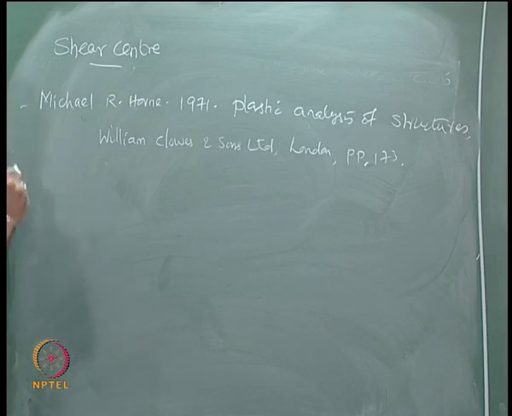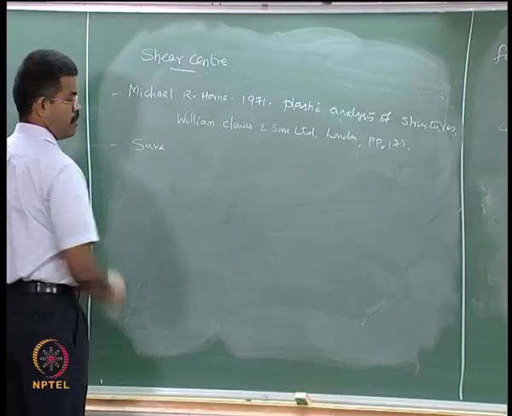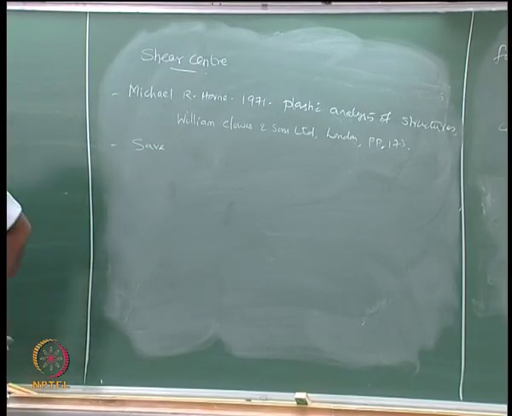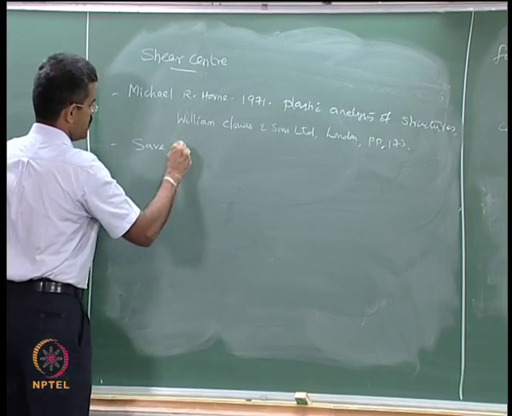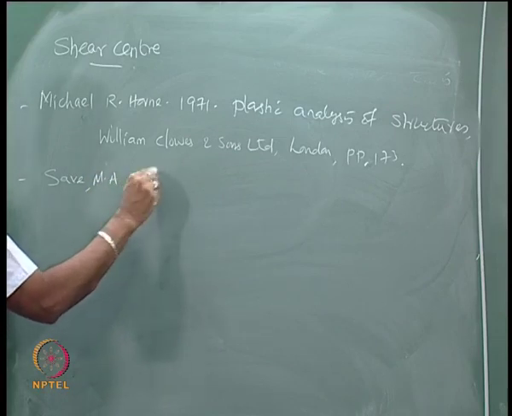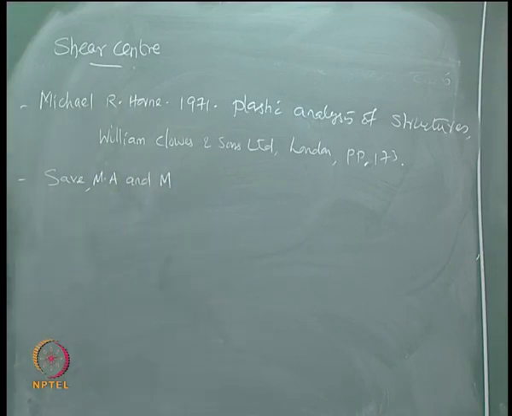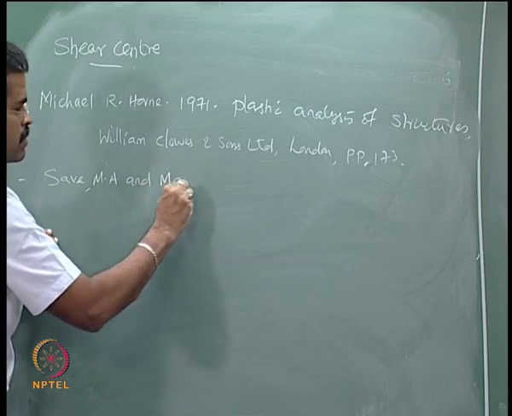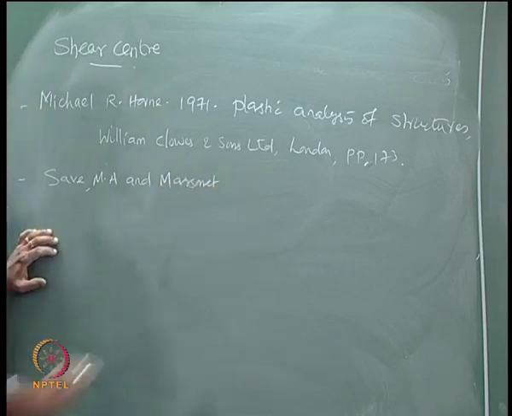One more book is there, it will be of a slightly higher order, but still, Save and Massonnet. Oh, there is double N here.